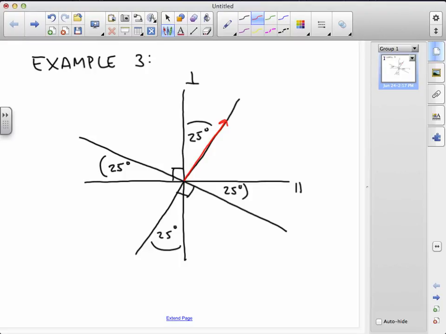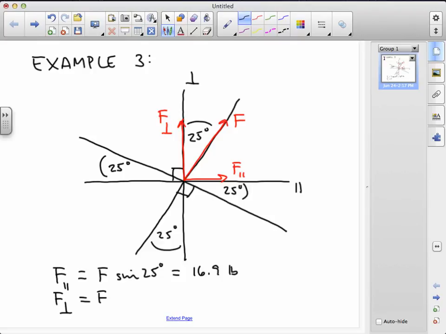We want to find the parallel and perpendicular components of that force, and we can do so very simply using the properties of right triangles. So here F parallel is equal to F sine of 25 degrees, and that is equal to 40 pounds times sine 25 degrees, which is 16.9 pounds. And F perpendicular is F cosine 25 degrees, which is equal to 36.3 pounds.